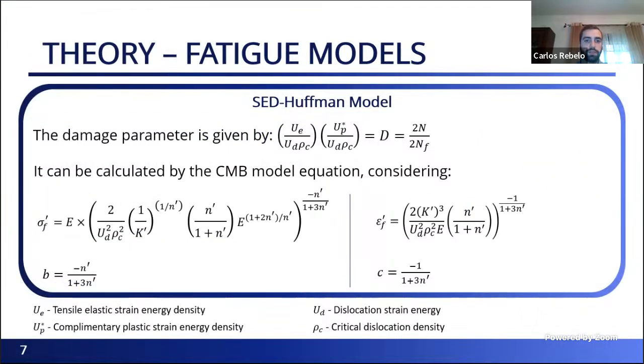Finally, the damage parameter of the model proposed by Huffman is calculated according to this function. It is equivalent to the CMB model, taking into account the equations presented for the 4 fatigue parameters. This considers the deformation energy of these locations, the critical dislocation density, and the cyclic properties of the material.